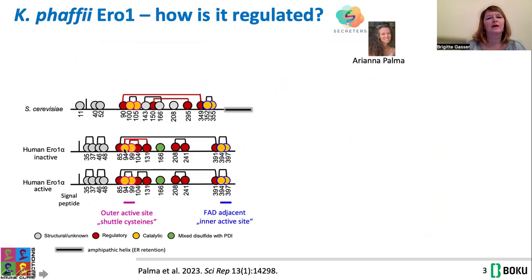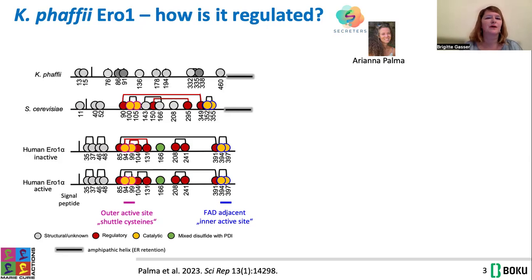In human, the activity is regulated through the disulfide bond that is formed between the so-called outer active site shuttle cysteines and the regulatory cysteines shown here. If they are formed, we have inactive ERO1, while when they are not formed, in a different way, you have an active enzyme. In Saccharomyces cerevisiae, the regulation is different. You have two long-range disulfide bonds that change the structure or the sterics of the enzyme, but are not involving the active site cysteines.